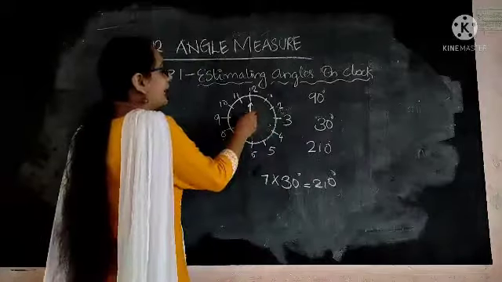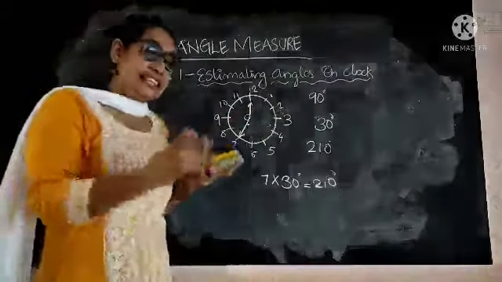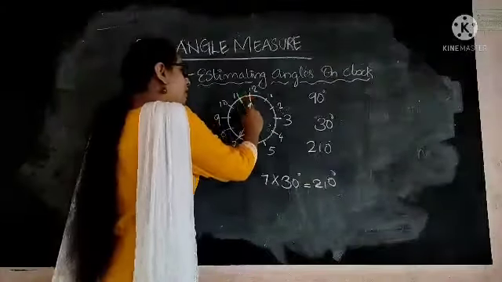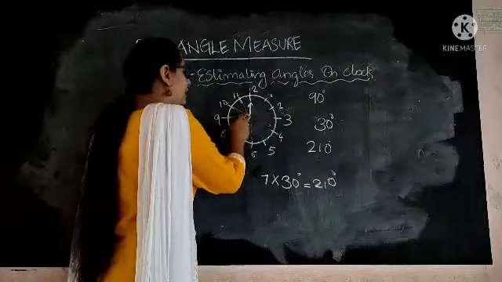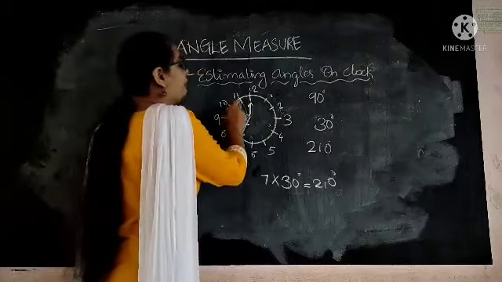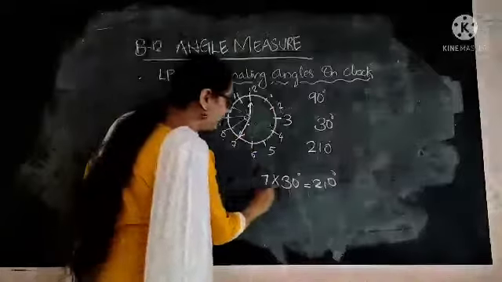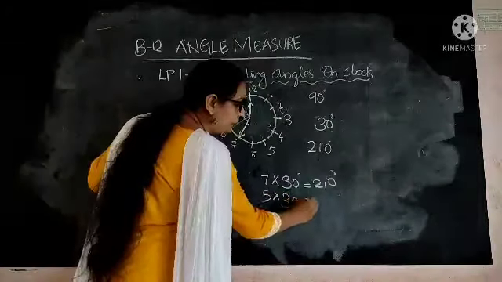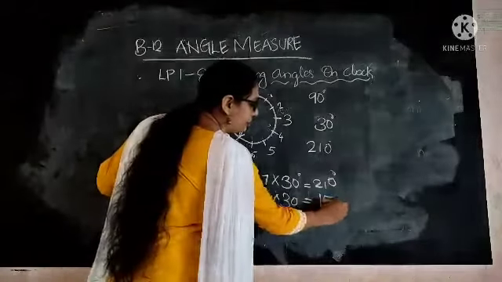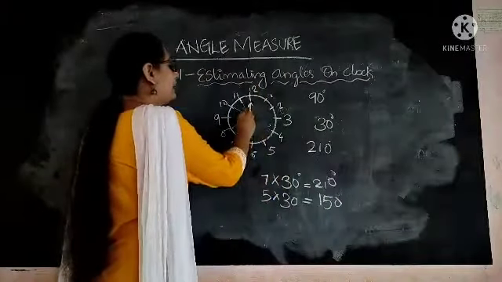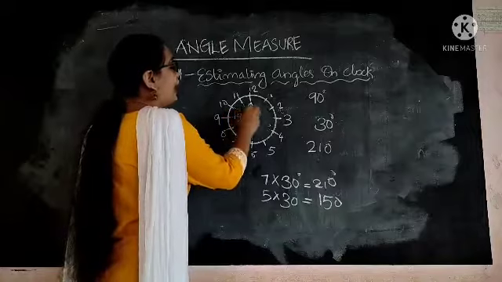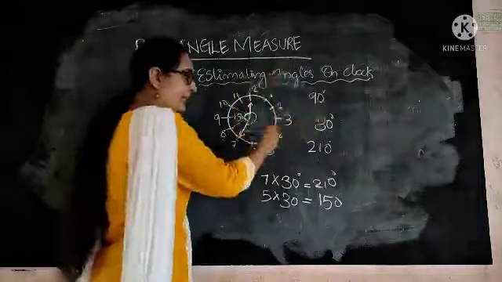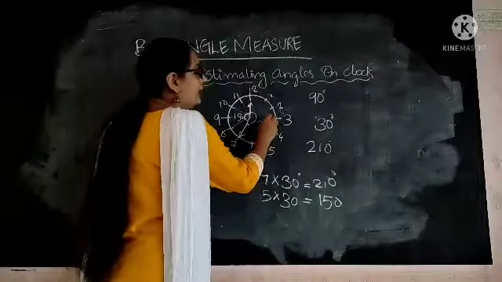So what about this angle? As I said earlier, you just count how many divisions are there: 1, 2, 3, 4, 5. 5 divisions are there. So 5 into 30 equals 150. So the angle here is 150 degrees, and the angle here, as we said earlier, is 210 degrees.